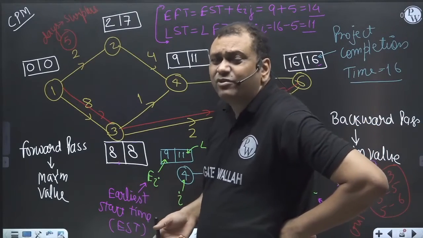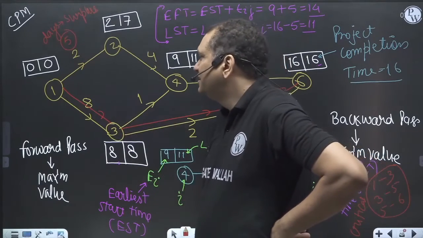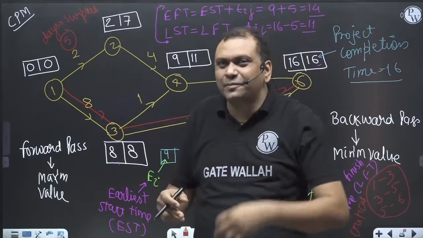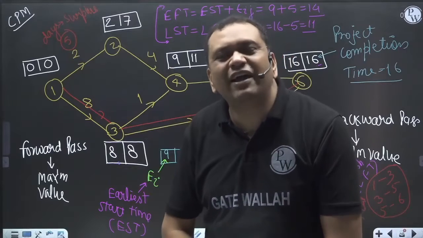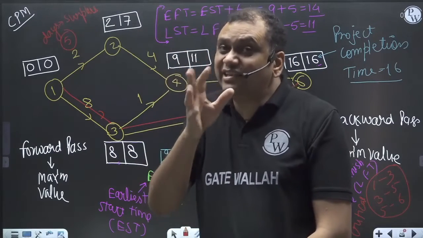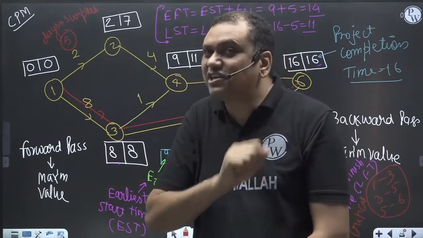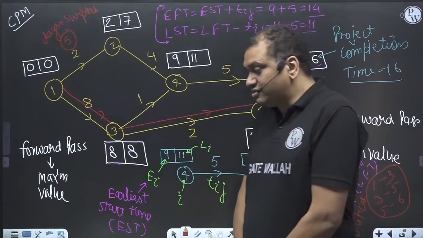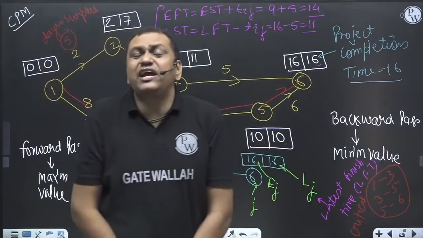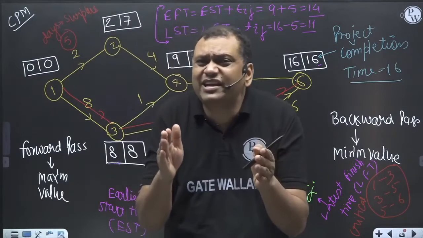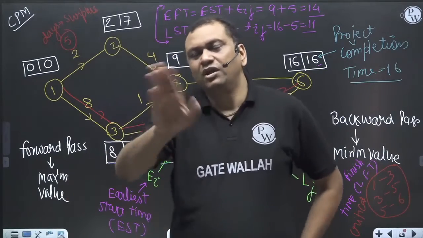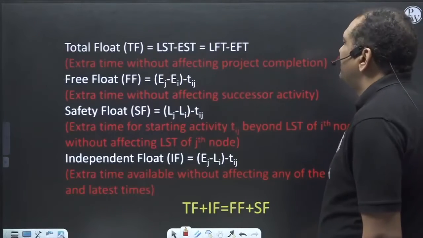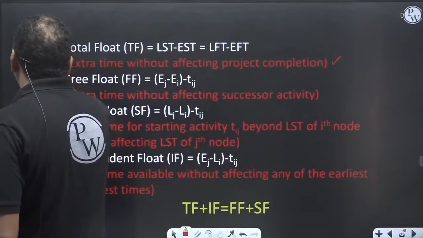So due to some problem in the project, if the activity 1 to 2 is delayed by 5 days, still there will not be any change in the project completion time. Project will be completed on time. So understood? Total float is extra time available on any activity, that if that particular activity is delayed within that time period, project completion time will not change. Total float is good, correct? So we have discussed the total float.